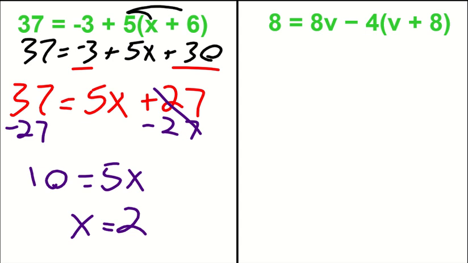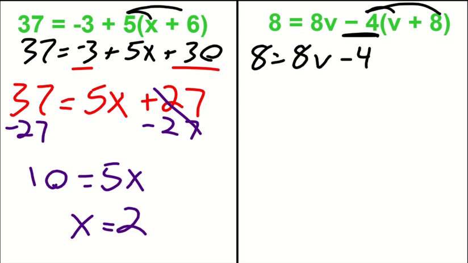Any questions on that one? Who's got the one on the right? Shane? 10's correct. So same idea, start off by distributing. In this case, you gotta pay attention, that -4 is what's being distributed. That minus goes with that 4. So we got 8 equals 8v minus 4v, and then it's a minus 32.